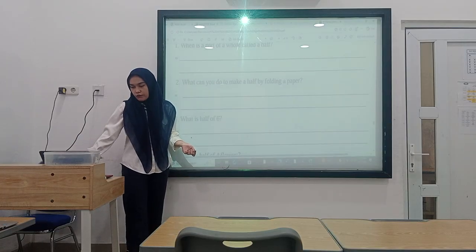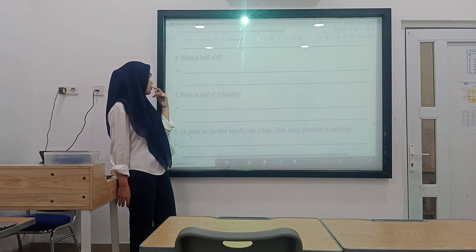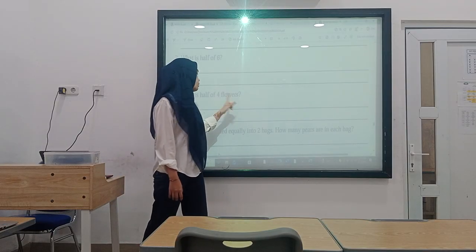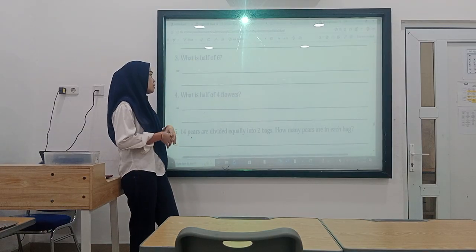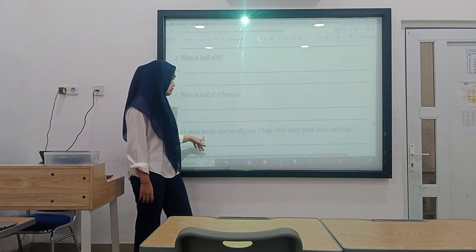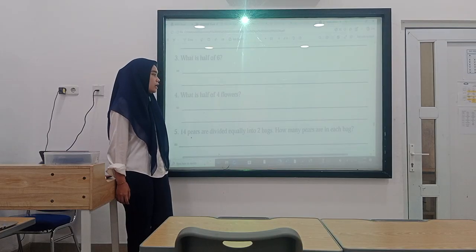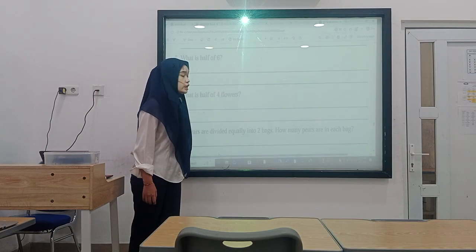Number 3, what is half of 6? The half of 6 is 3. Number 4, what is the half of 4 flowers? The half of 4 flowers is 2 flowers. Number 5, 15 pairs are divided equally into 2 bags. How many pairs are in each bag? There are 7 pairs in each bag.